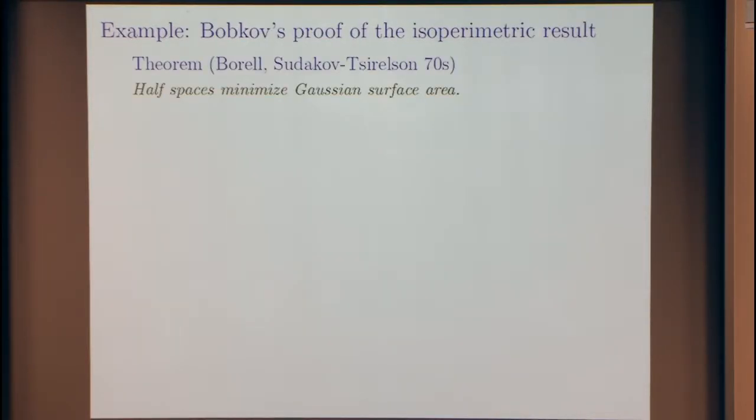So maybe let me give you one example of a case where this was done before, other than the hypercontractive estimates. This is the result that was also mentioned in Joe's talk, the Gaussian isoperimetric result. In the 70s, Borel and Sudakov and Tsirelson proved that half spaces minimize the Gaussian surface area. What do I mean by that? You're looking at Gaussian space, looking for a set of measure 1/2, and I'm telling you, find for me the set of measure 1/2 which minimizes the Gaussian surface area. It turns out that the minimizing set is given by half spaces.